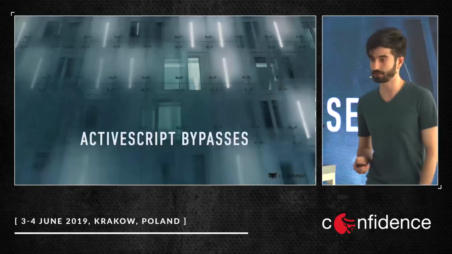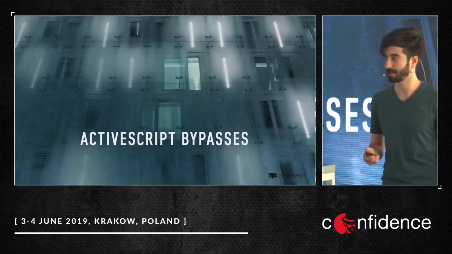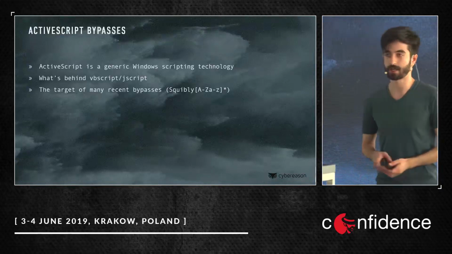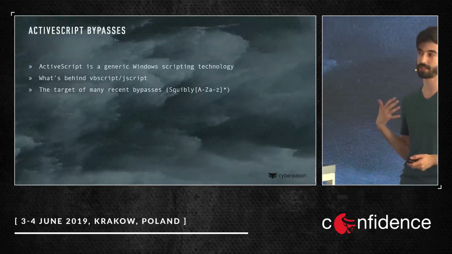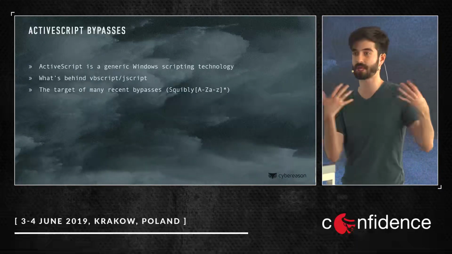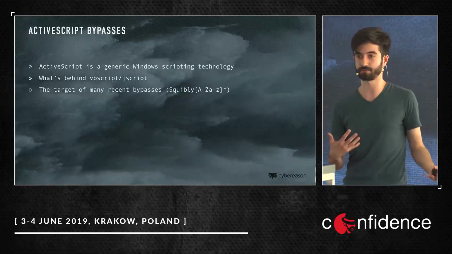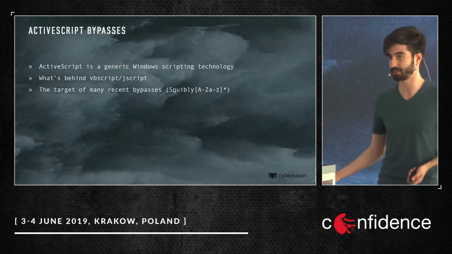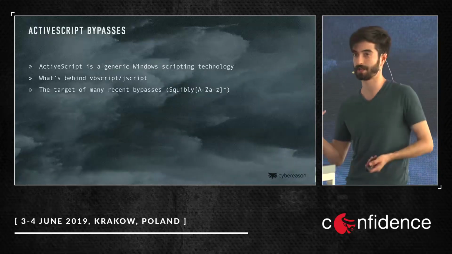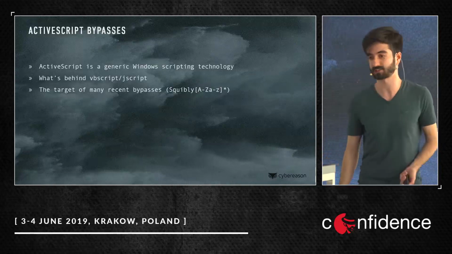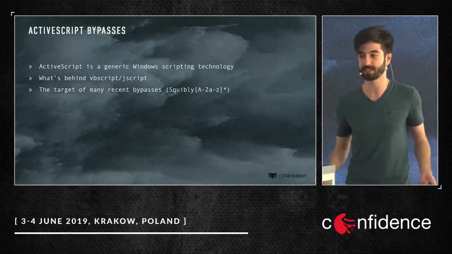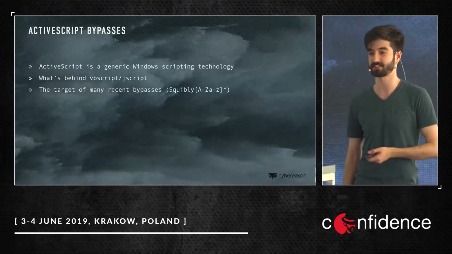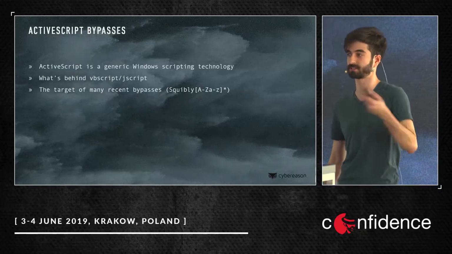Anyway, let's go on to ActiveScript bypasses. Now, ActiveScript is a generic Windows scripting technology. It basically is a way that Windows wanted to allow people to build different applications that could be scripted very simply using all of the available Windows scripting engines, and to build their own scripting engine, which could be used to script whatever applications comply with the ActiveScript standard. So this is actually the technology behind VBScript and JScript, and it's also the target of many recent bypasses, such as SquiblyDoo, Squiblytwo, and Squibly some other thing.